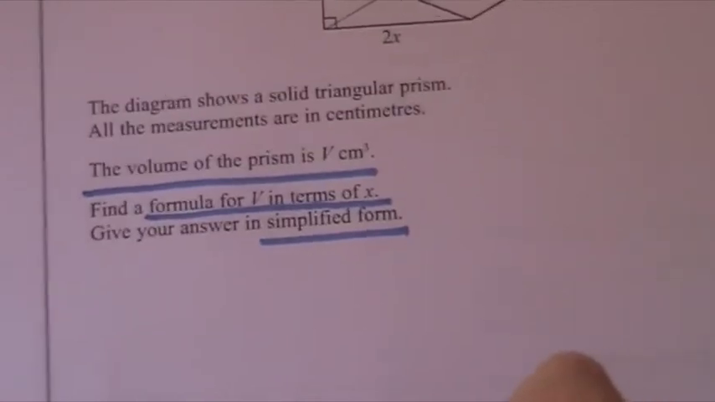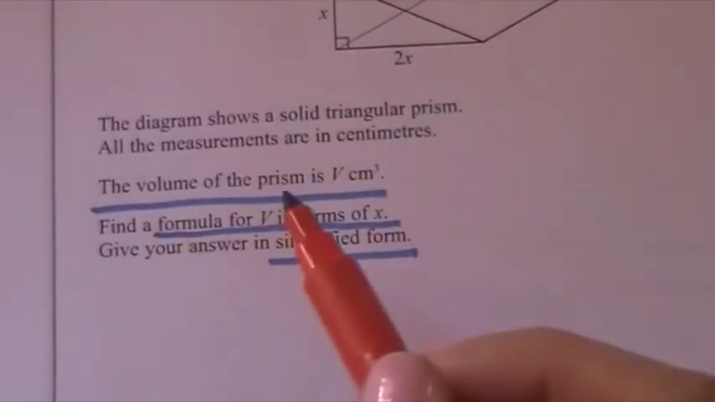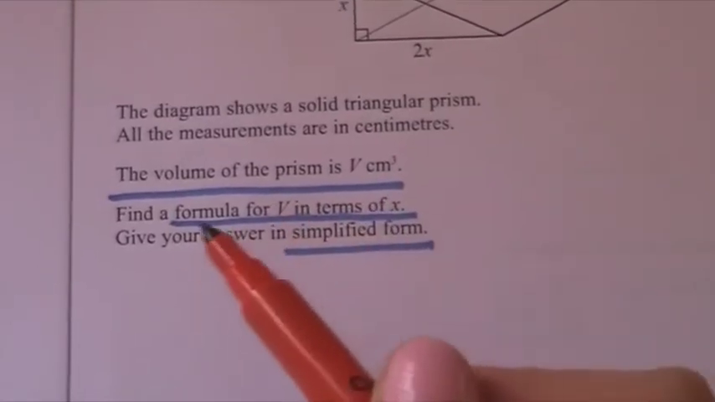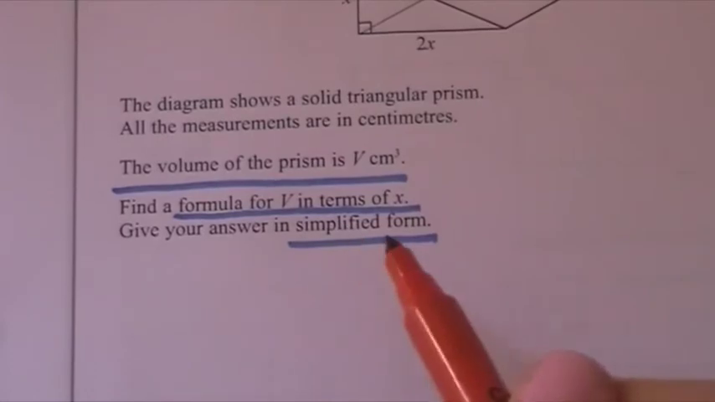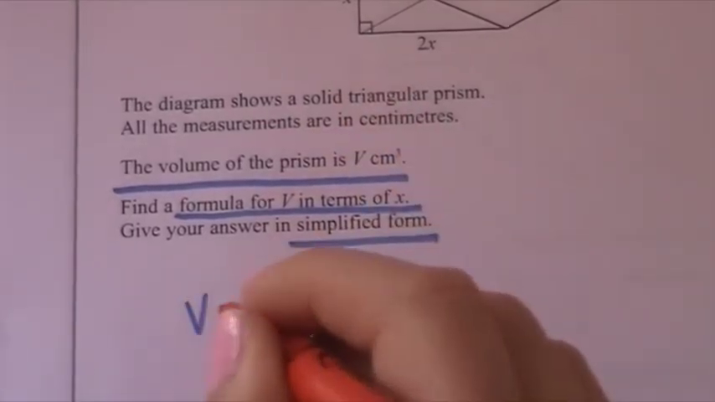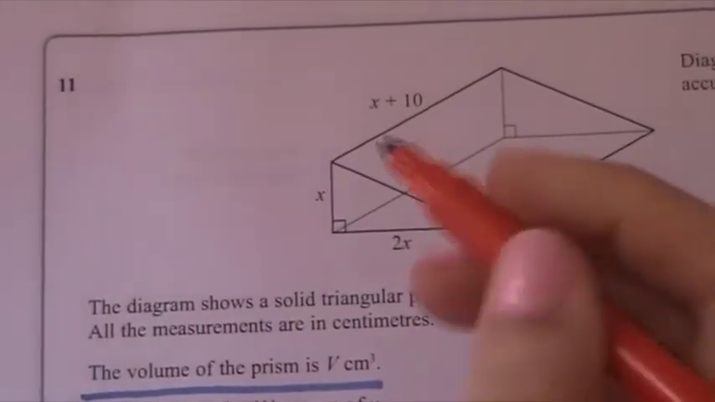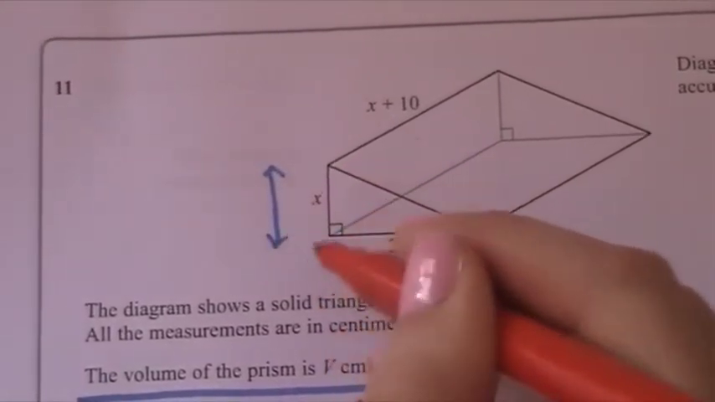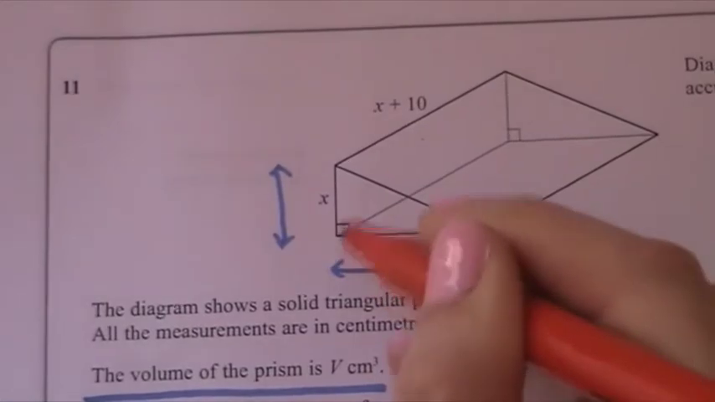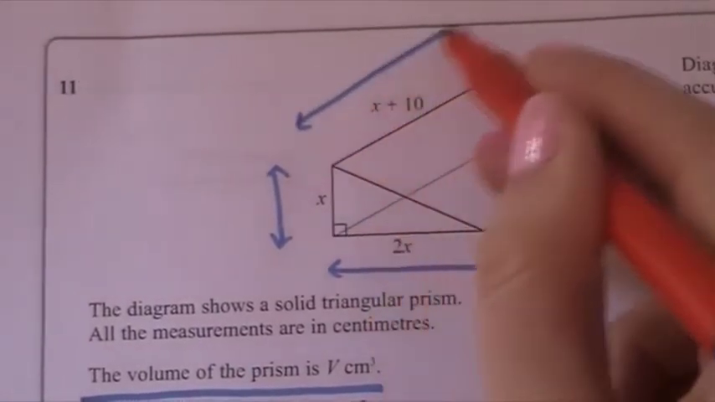So the question again: the diagram shows a solid triangular prism. All the measurements are in centimetres. The volume of the prism is V centimetres cubed, and they'd like you to find a formula for V in terms of x. Give your answer in simplified form. Well, first of all, the volume of this triangular prism is going to be the area of this triangle, so that's half the base times the height, and then we're going to need to times it by the length to give us the full volume.